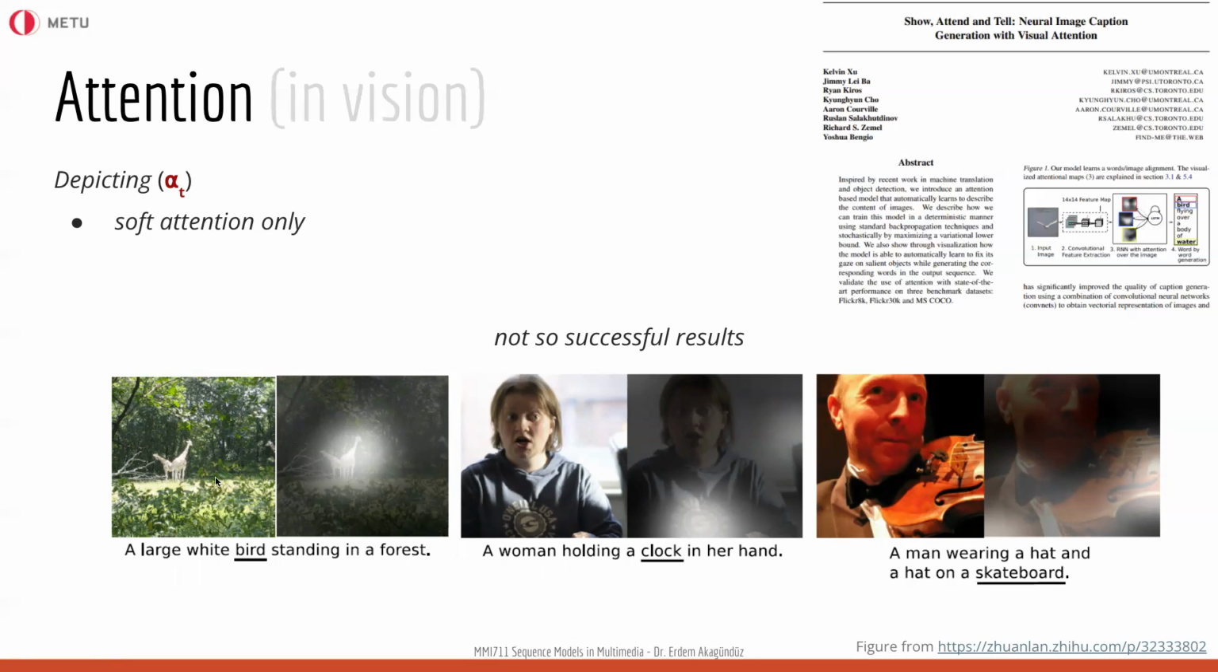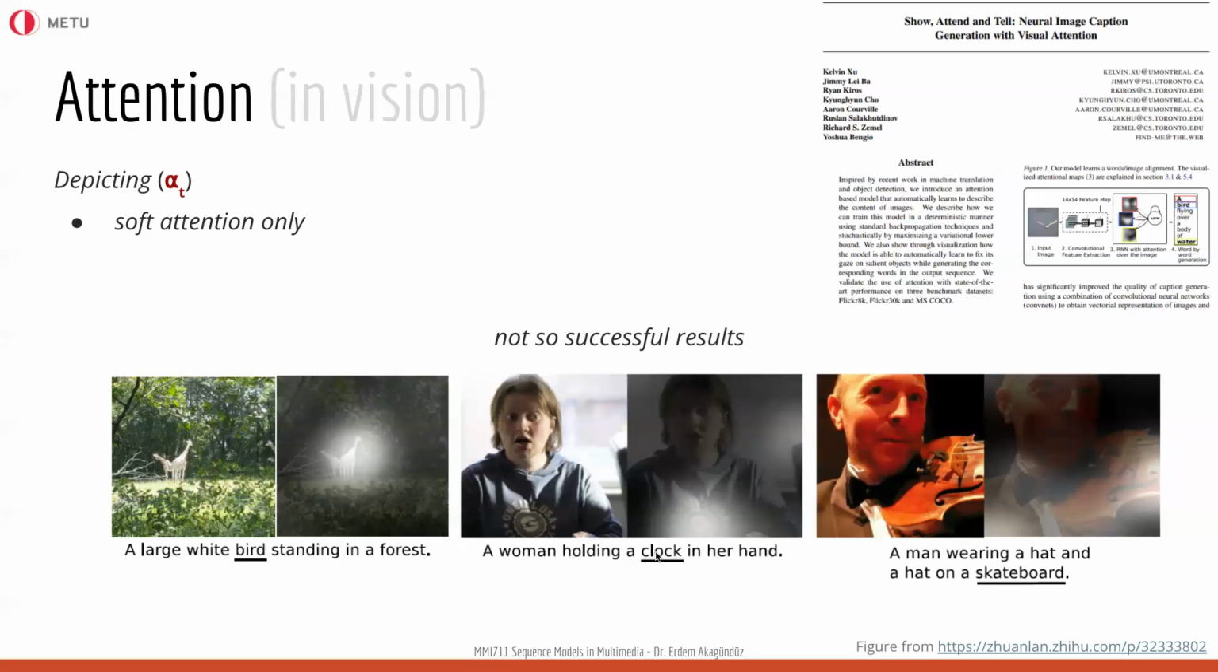A large white bird standing in a forest. Apparently, the mechanism thought that this is a bird because it looks like a bird when two giraffes are, I don't know, combined. And it thinks that this is a bird, and it just puts the alphas around that region. Well, it's not successful, but in a way it is successful, because it thinks that this is a bird, and it points that it's a bird. So the mechanism is working correctly, but the result is not successful.